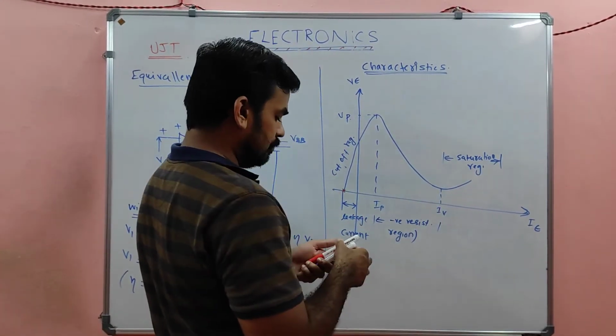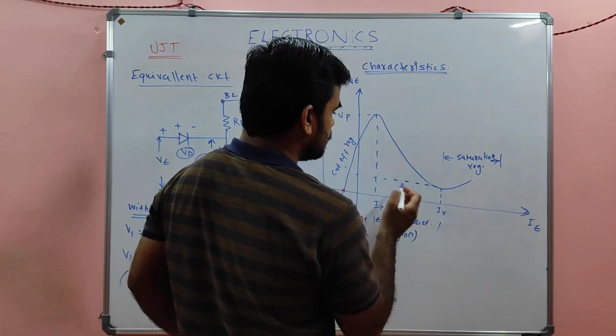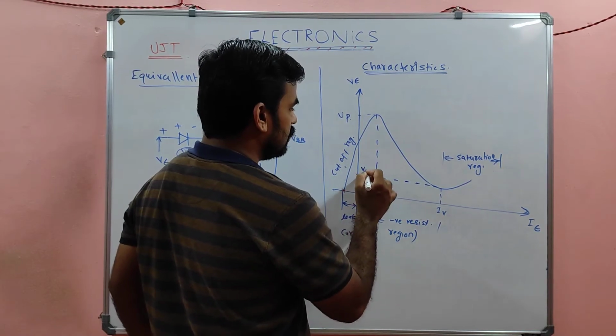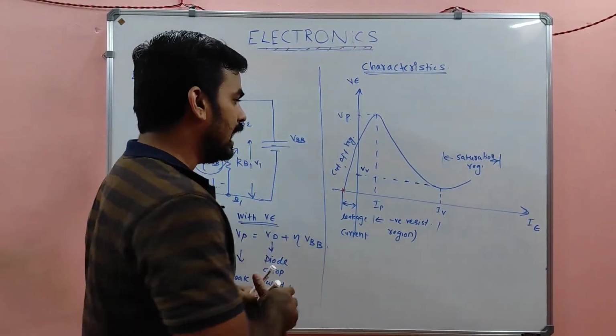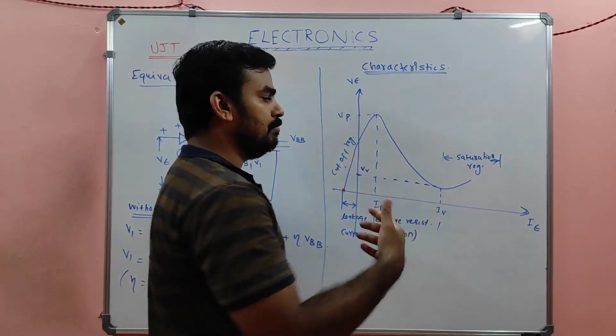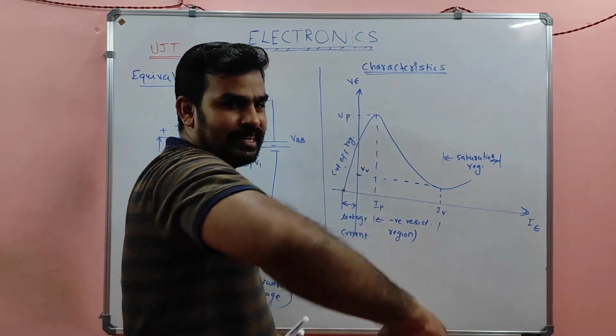This is nothing but the valley voltage. This is the valley voltage, and this is the valley current. VV is the valley voltage, and IV is the valley current. That is the lowest current.